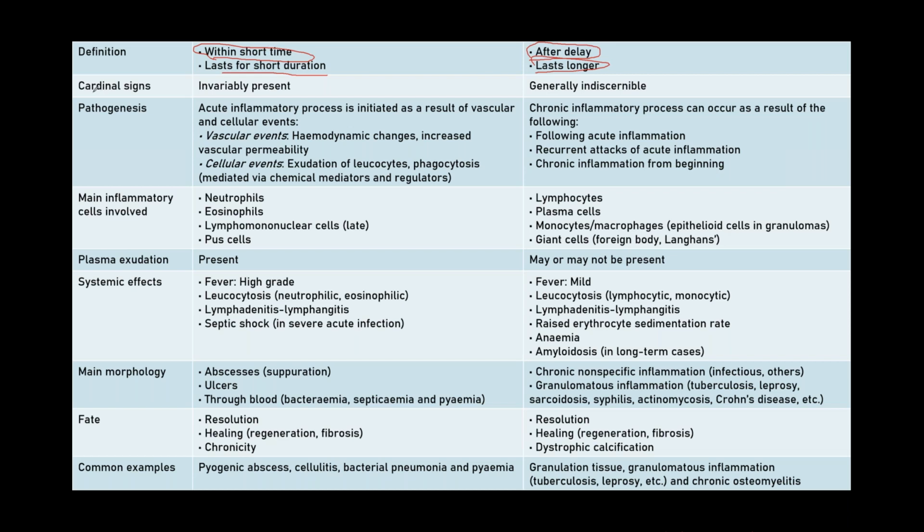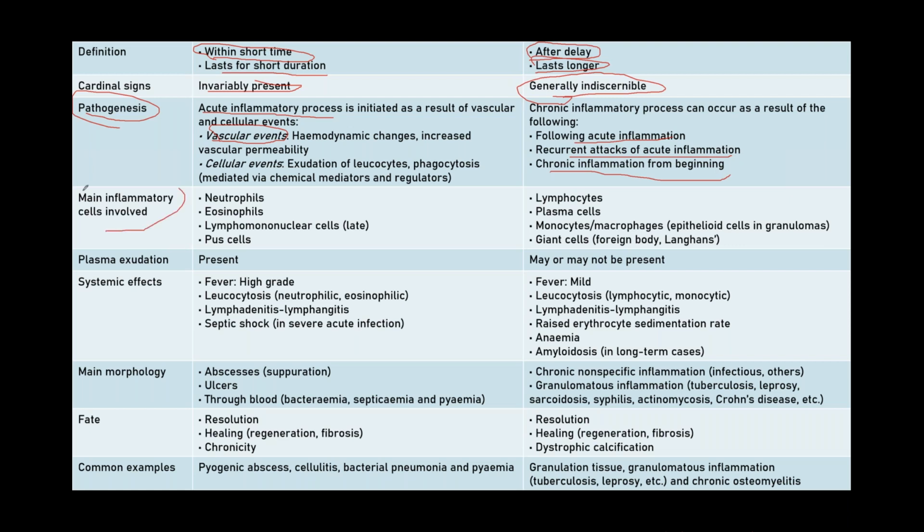Here, the cardinal signs are present in acute inflammation and generally indiscernible in chronic. And what about the pathogenesis? The acute inflammatory process is initiated as a result of vascular and cellular events. We start with vascular events like hemodynamic change and increased vascular permeability, leading to transudate and then exudate. The chronic inflammatory process follows acute inflammation and recurrent attacks of acute inflammation, or chronic inflammation from the beginning.